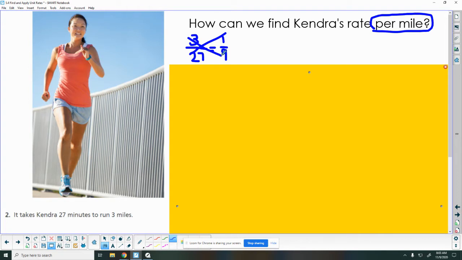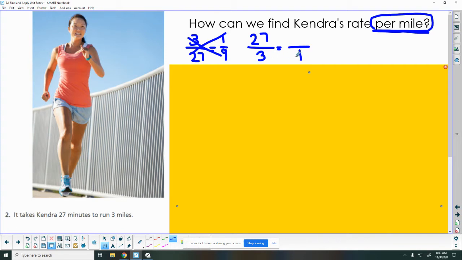And that was not. So if I come back here and read my problem, per mile, that right there tells me I should be dividing by the total miles. So it took her 27 minutes and she ran 3 miles. I want to see how long it took her to run 1 mile.